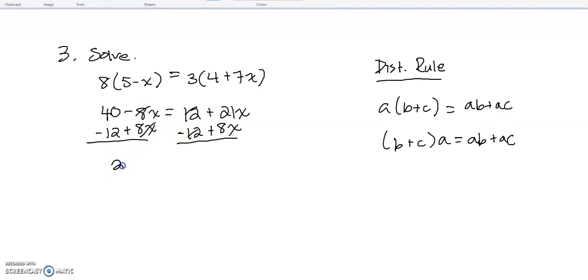So we end up with 28 equals 29x. We have a 21 plus 8. So we divide by that number 29, and that's our solution. So we have 28 over 29 is the value for x.